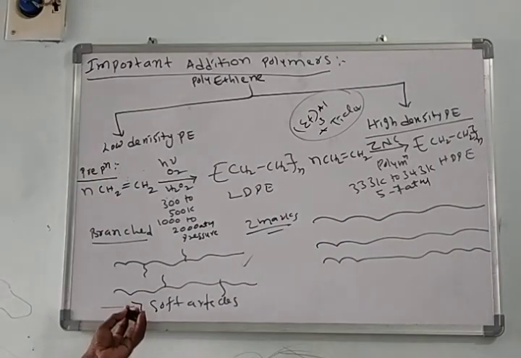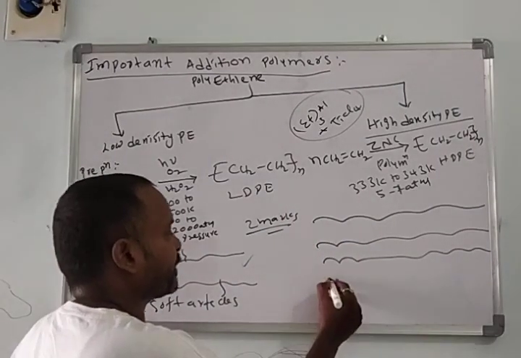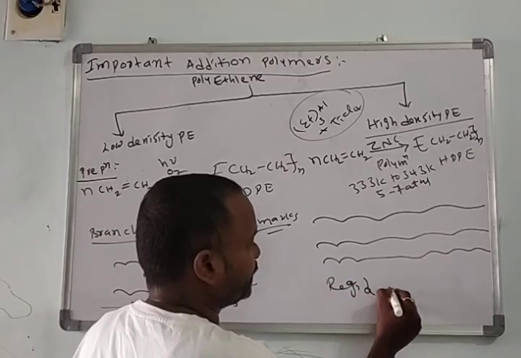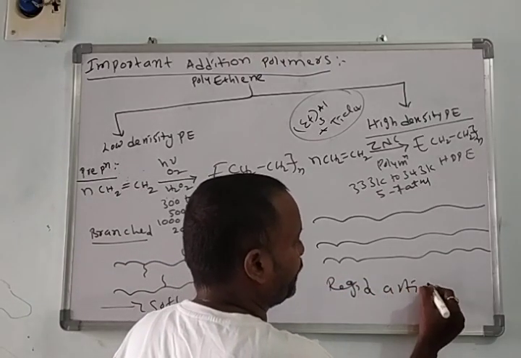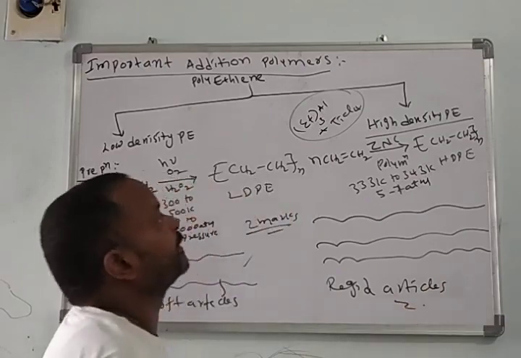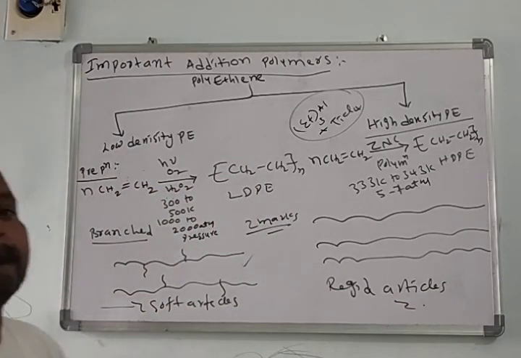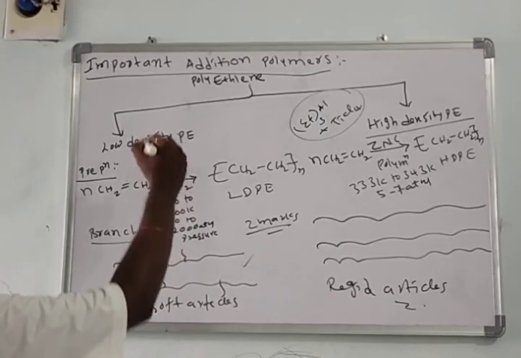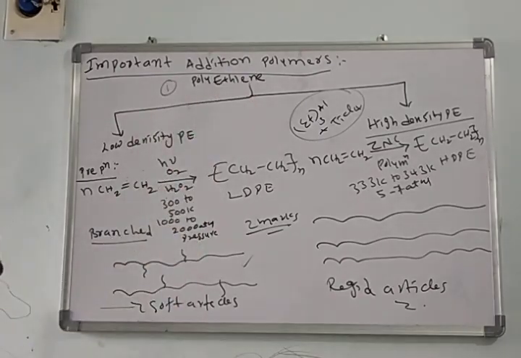Low density polyethylene is used for the preparation of soft articles, and high density is used for the preparation of rigid articles. Okay, this is the first addition polymer: polyethylene.